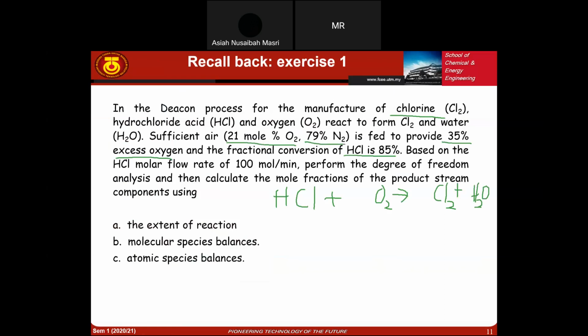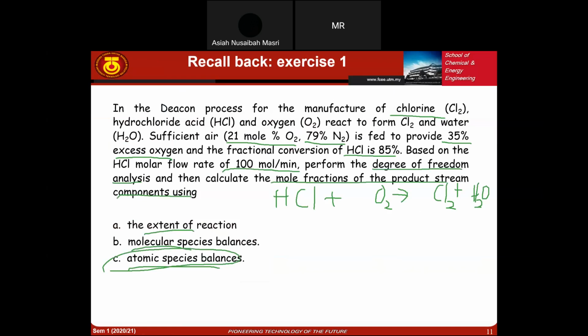So we have two specifications here. Based on the HCl molar flow rate of 100 mole per minute, so we have one value of inlet here. Perform the degree of freedom analysis, and then calculate the mole fraction of the product stream components using the extent of reaction, molecular species balances, and atomic species balances. So for today, we're going to learn how to solve it using atomic species balances.